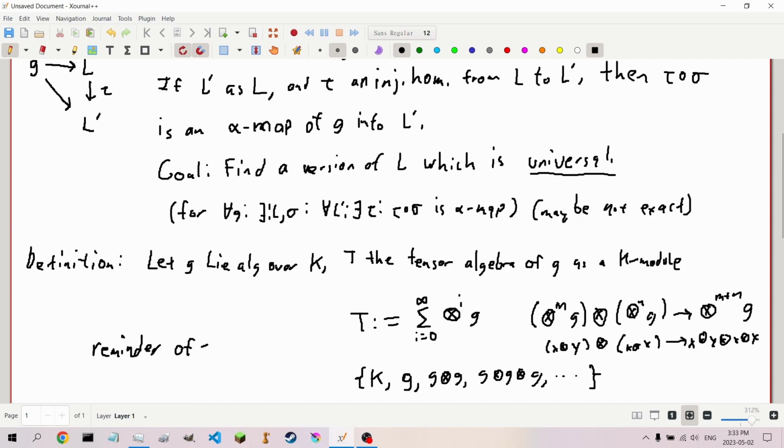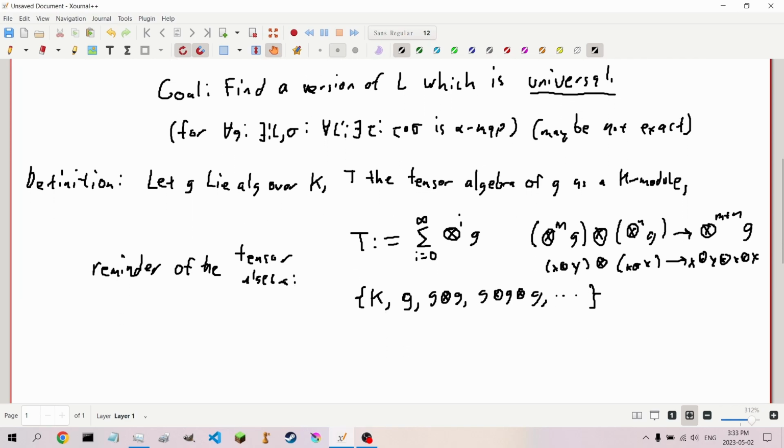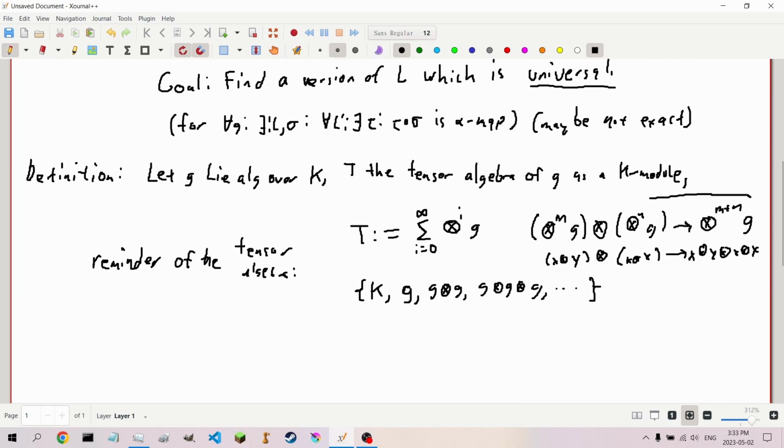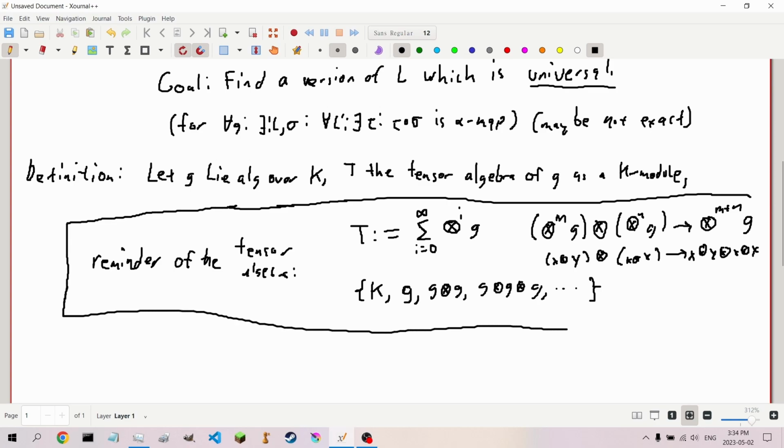Reminder of the tensor algebra. This probably wasn't the place to do it mid-definition, but we will just section this off here. My drawing pad is not long enough to cover the entire screen, so that's pretty cool. Ignore that wedge.